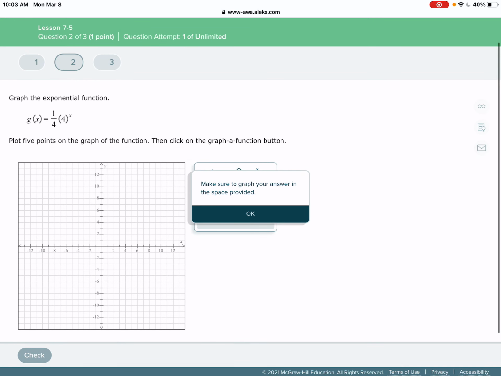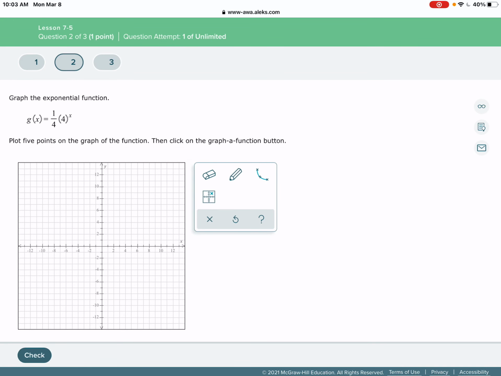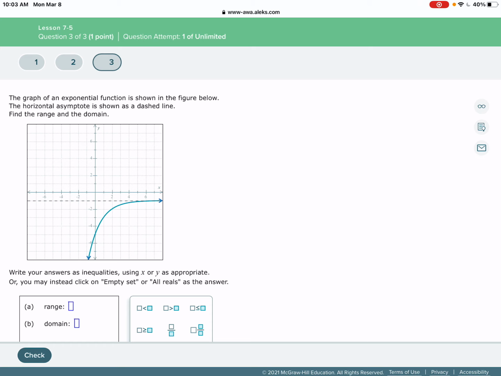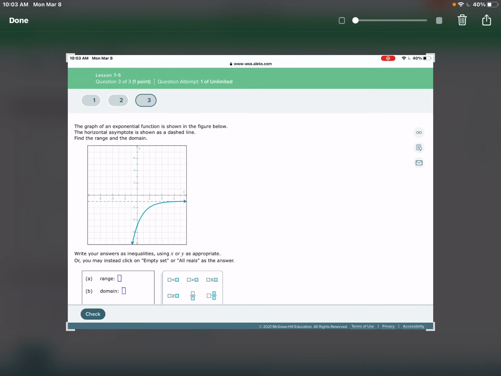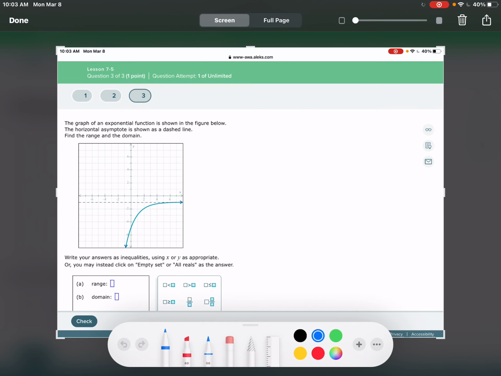All right, and the last one I want to show you talks about domain and range, and what we need to know about domain and range, no matter which order they put those in. Domain always has to do with x, and range always has to do with y.